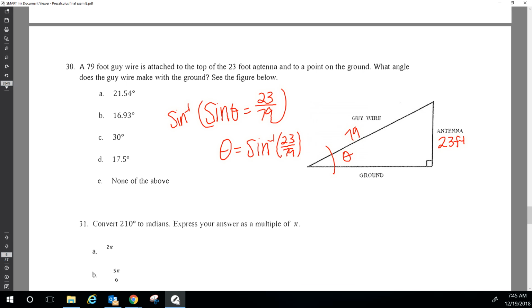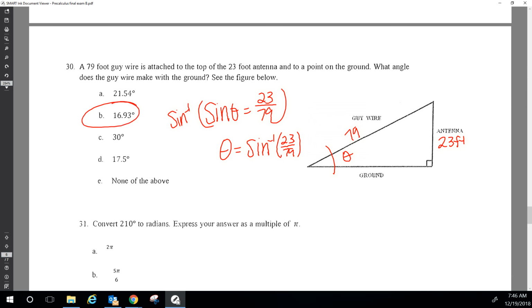Be careful if you choose to use a calculator during the test that you figure out your degrees and radians before. These answers are written in degrees, so you're going to want to put your calculator into degrees, or use the degree symbol, before you work the problem. Which is what I'm doing right now. I can't remember what the answer is. I think it's 16.93. All right, so sine inverse of 23 divided by 79 in degree mode gives me 16.93.